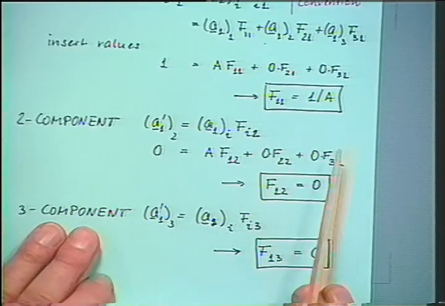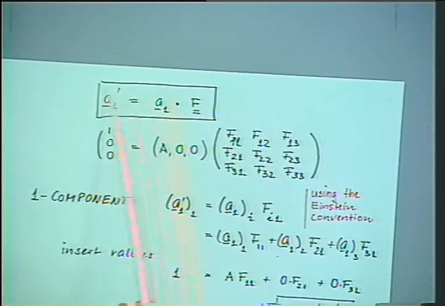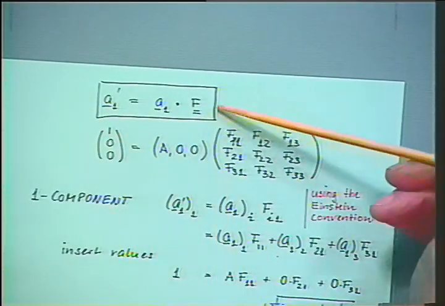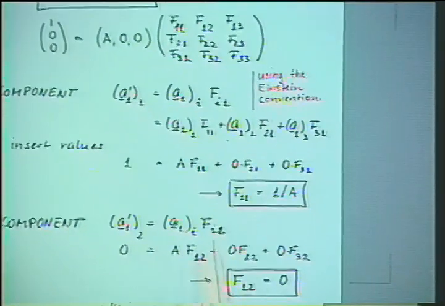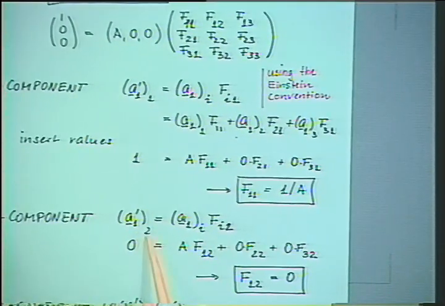The second component now of this equation on the top will be given by multiplying this equation with delta 2. And we end up with now the 2 component of A1 prime is equal to A1, taking the ith component times Fi2. Again, the 3 components. So i goes from 1 to 3. We have the 3 components.